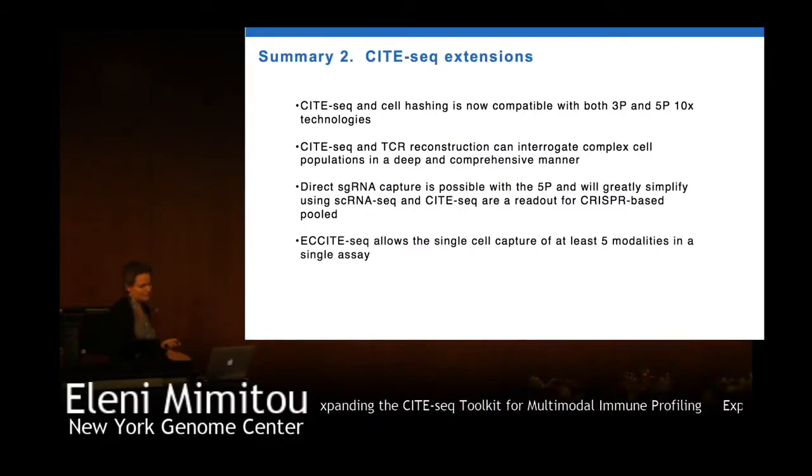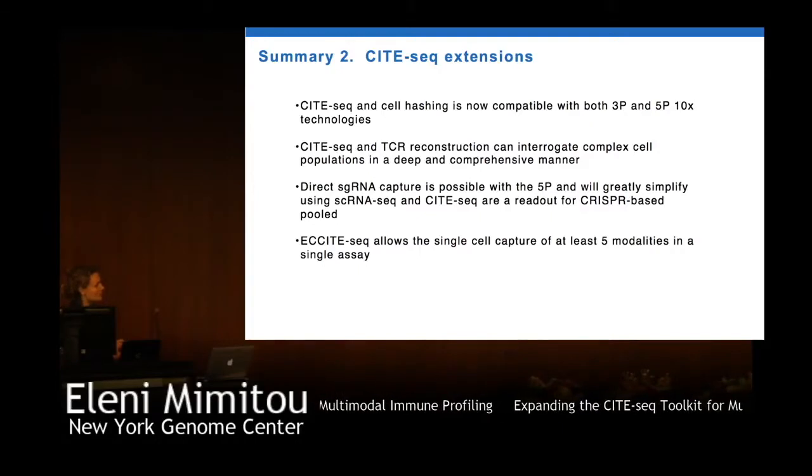And to conclude this part, CITE-seq and cell hashing are now compatible with both 3' and 5' 10x technologies. CITE-seq and TCR reconstruction can interrogate complex cell populations in a deep and comprehensive manner. Direct capture is possible with a 5' and greatly simplifies using single-cell RNA-seq and CITE-seq, particularly as a readout for pooled screens. And ECCITE-seq allows single-cell capture of at least 5 modalities in a single assay. It depends how you count. I tend to say 7 modalities because it's 7 libraries that I have to prepare and submit for sequencing.